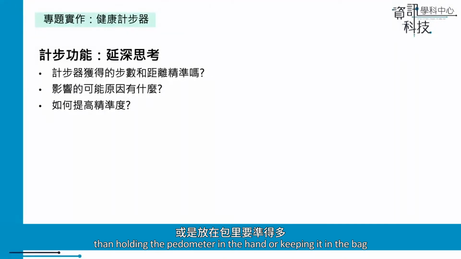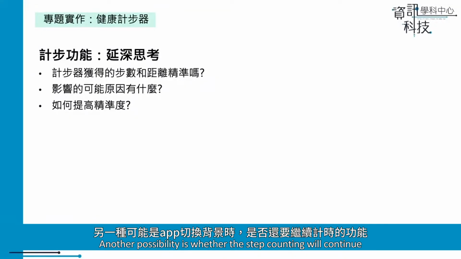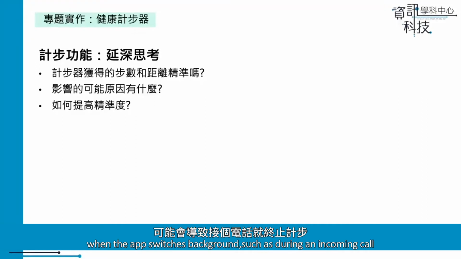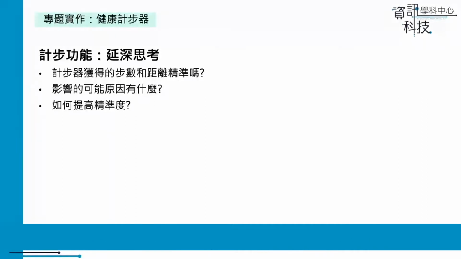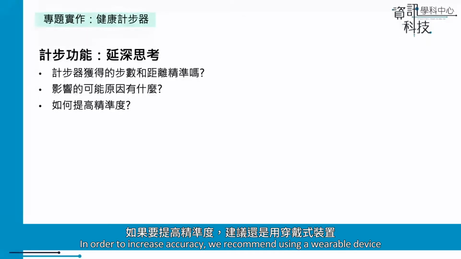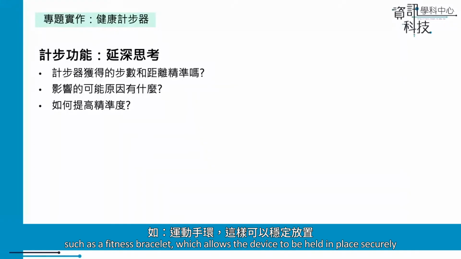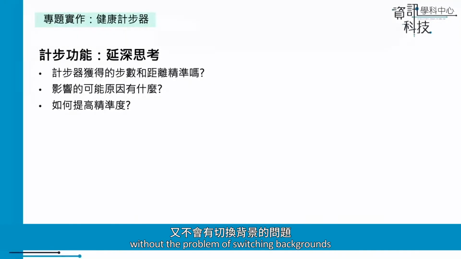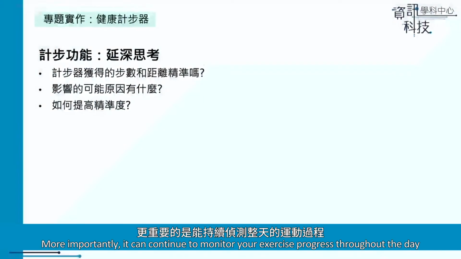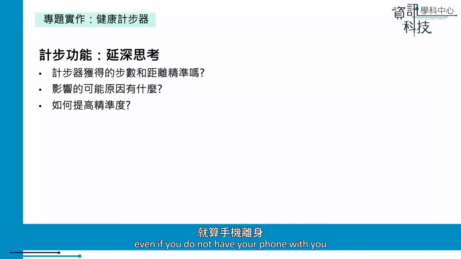in the bag. Another possibility is whether the step counting will continue when the app switches background, such as during an incoming call. In order to increase accuracy, we recommend using a wearable device such as a fitness bracelet, which allows the device to be held in place securely without the problem of switching backgrounds. More importantly, it can continue to monitor your exercise progress throughout the day, even if you do not have your phone with you or if your battery is dead.